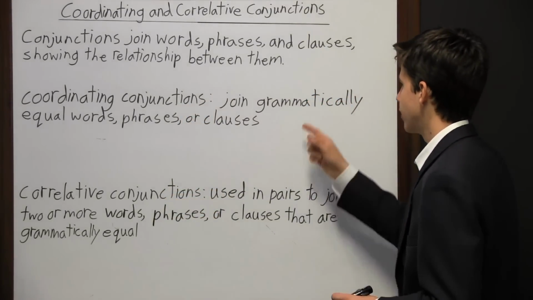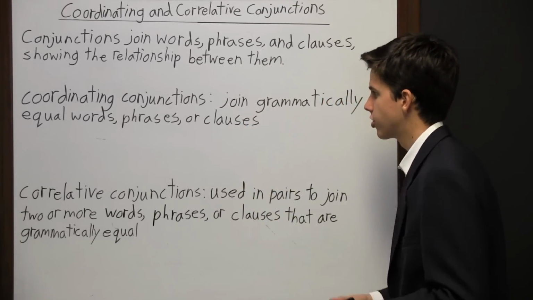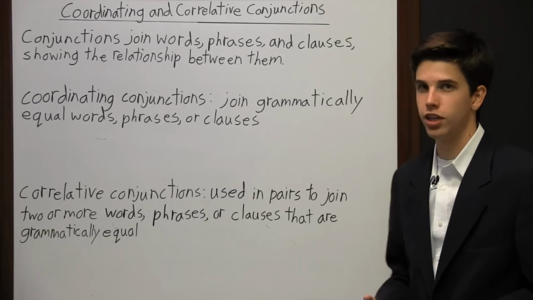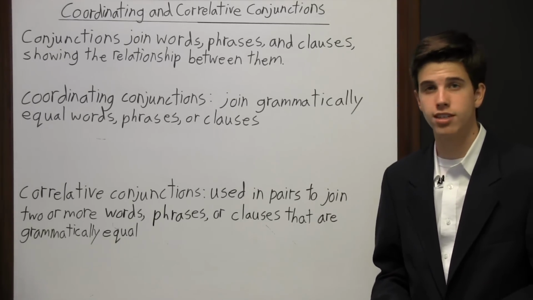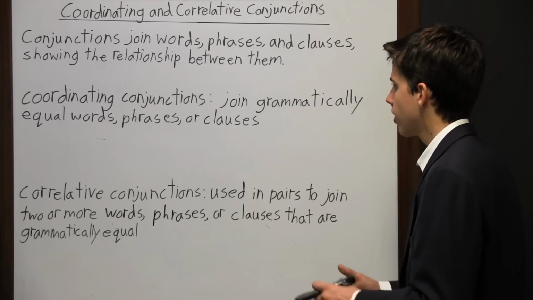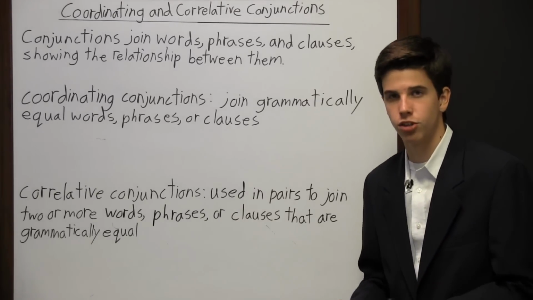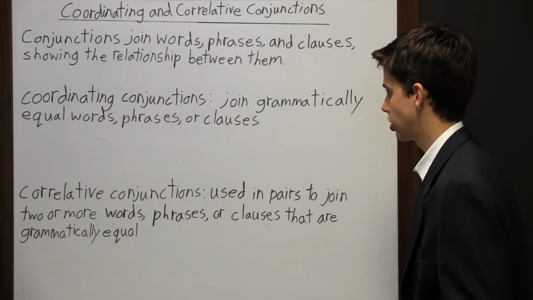The first is that they join grammatically equal words, phrases, or clauses. And so when we're talking about words, phrases, or clauses, we can be talking about two pronouns, two prepositional phrases, or two independent clauses, etc. And so those pronouns, prepositional phrases, or independent clauses are just being joined by coordinating conjunctions.